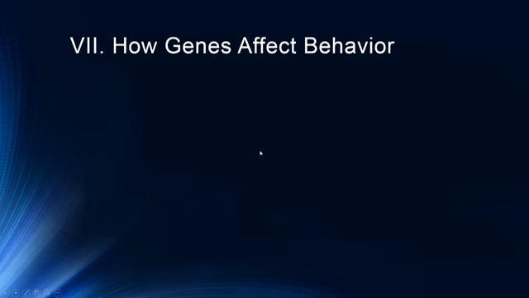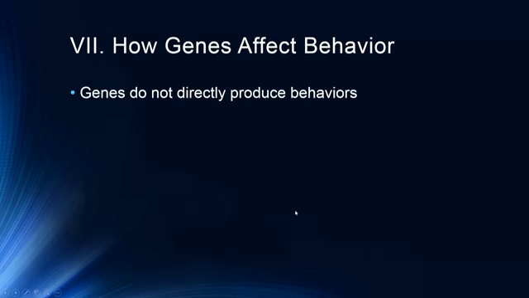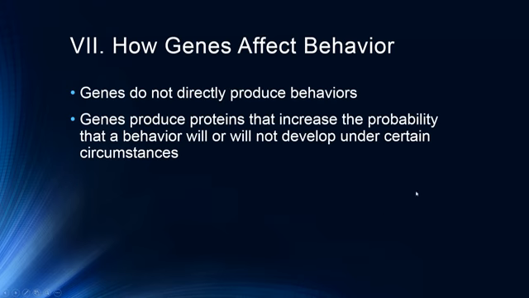So how do genes affect behavior, potentially? Well, genes do not directly produce behaviors, that much is clear. Genes produce proteins that can increase the probability that a behavior will or will not develop under certain circumstances. That's a really important thing to understand. Genes are not destiny. There are significant gene-environment interactions. Genes are more associated with probabilities, and if they mix with the right or wrong environmental circumstances, then they're more likely to be expressed.